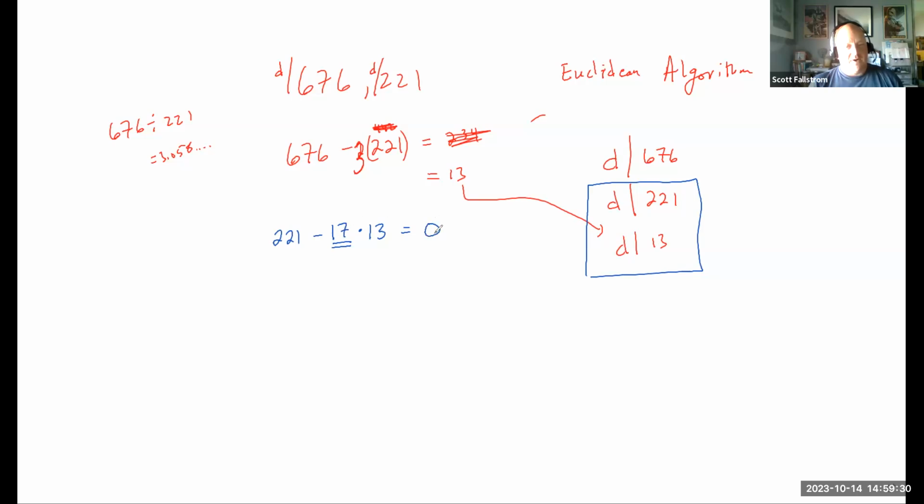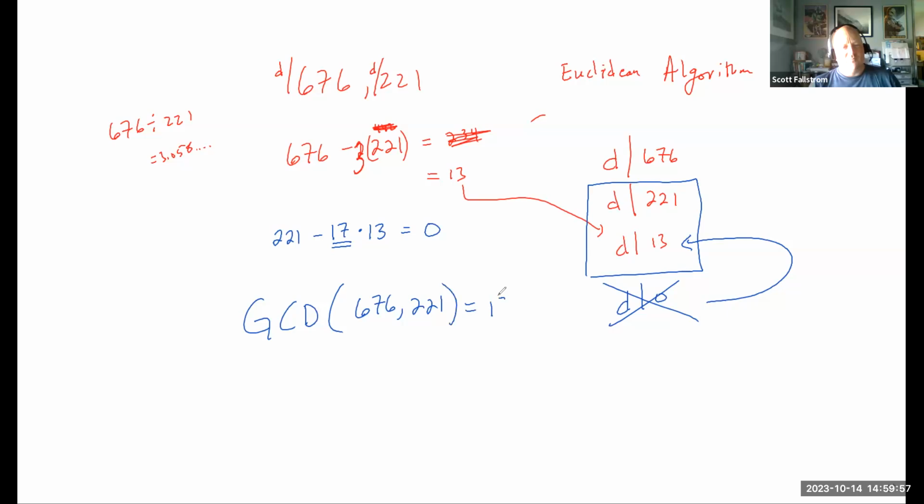So that means I get 0 out of this. And so I can come over here and say, so my magic number also has to divide 0, which again is kind of silly because every number divides 0 as long as you're not using 0 itself. So what we just found is that the GCD, the greatest common divisor of 676 and 221, is the number 13. So pretty convenient way of doing it if you don't want to go through and do prime factorizations.